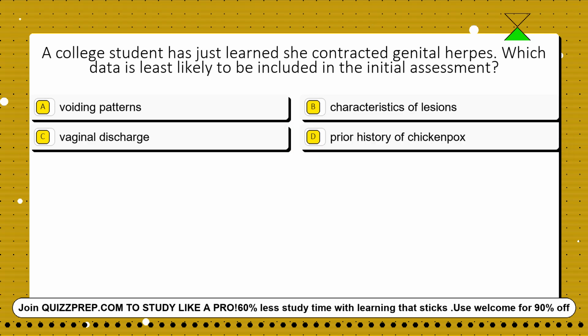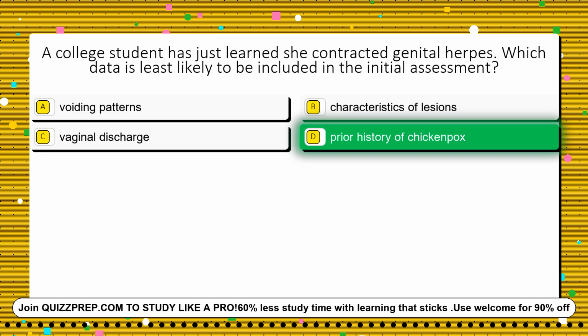Question 19. A college student has just learned she contracted genital herpes. Which data is least likely to be included in the initial assessment? Option A, avoiding patterns. Option B, characteristics of lesions. Option C, vaginal discharge. Option D, prior history of chickenpox.